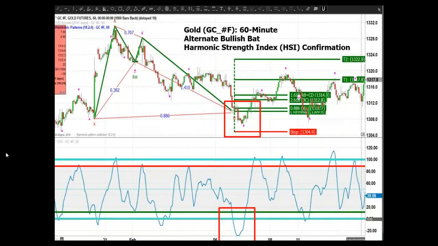Here's what we've got here from our example of the alternate bullish bat. Down here is clear 886 is the defining harmonic support. Our stop loss is a bit below the X point in the bat pattern. But look where the HSI comes in. And that tells us that the execution should be under the measured levels.